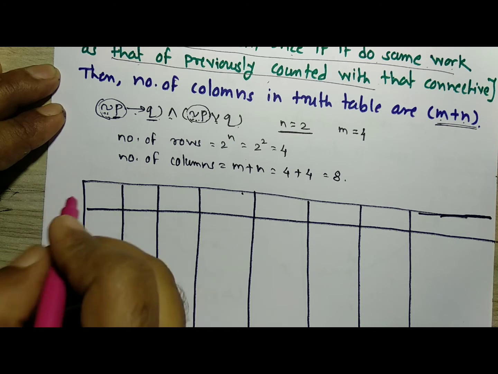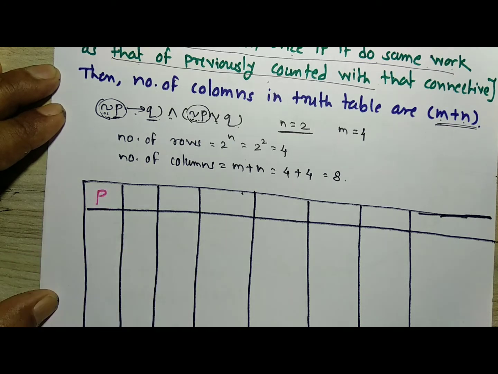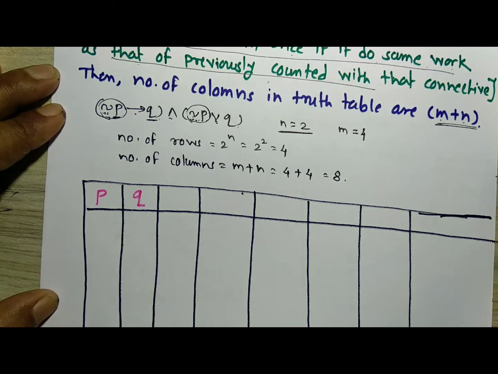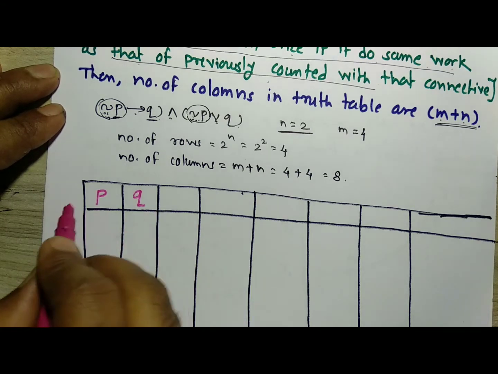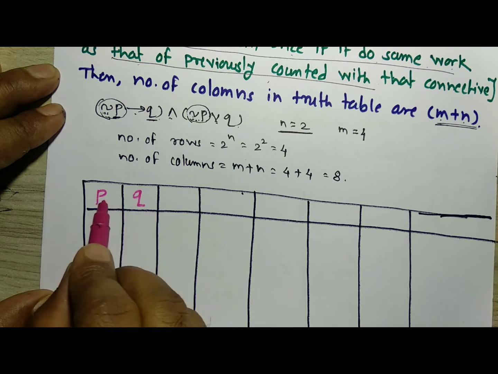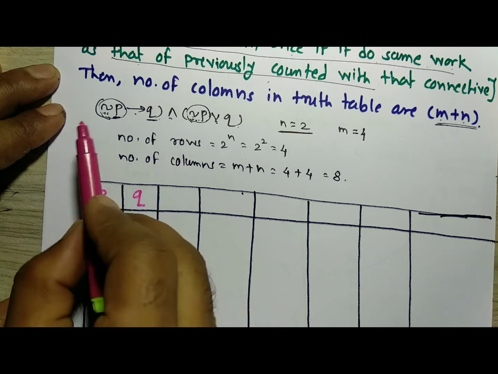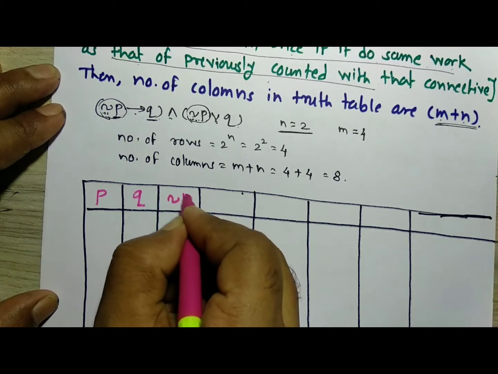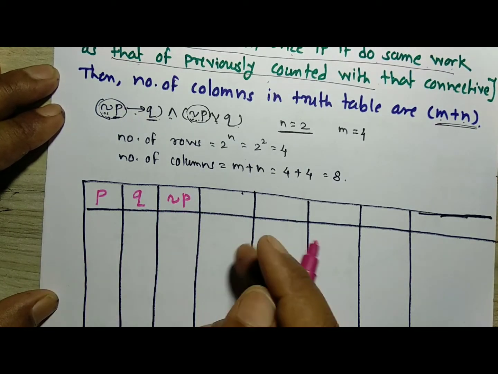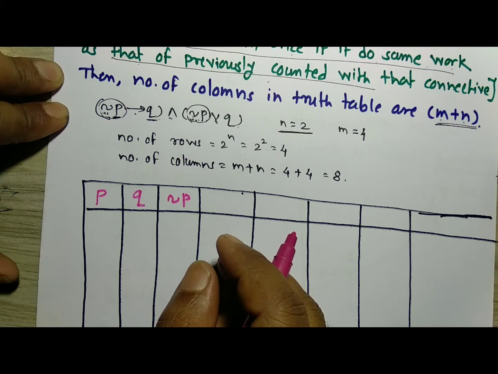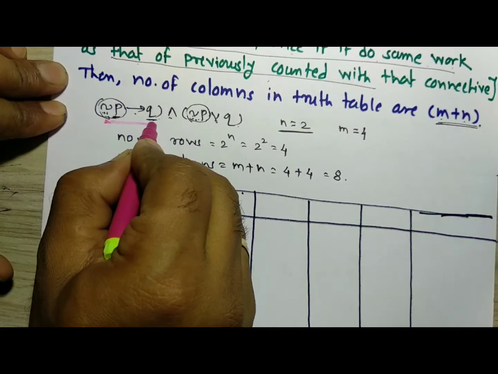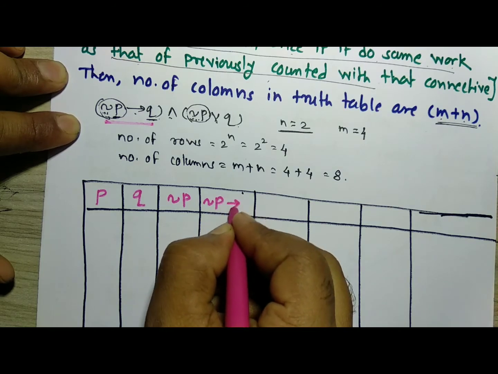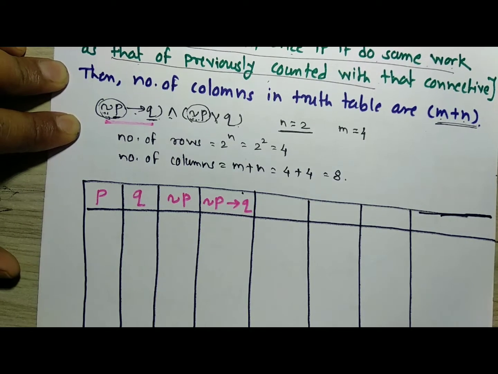First of all, we have to get the consideration of P, then Q. That means 2 columns. First of all, we have to take the prime components, then the negation of that statement. Does any prime component have a negation in the statement pattern? Yes, P has the negation, and therefore you have to take the negation of P here. Then you will get the combinations related to that. This is the first combination, and therefore you have to take negation P implies Q here.